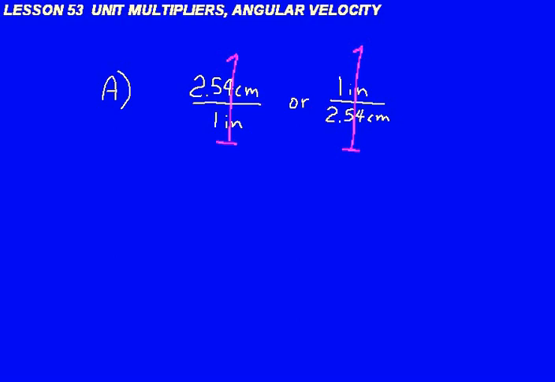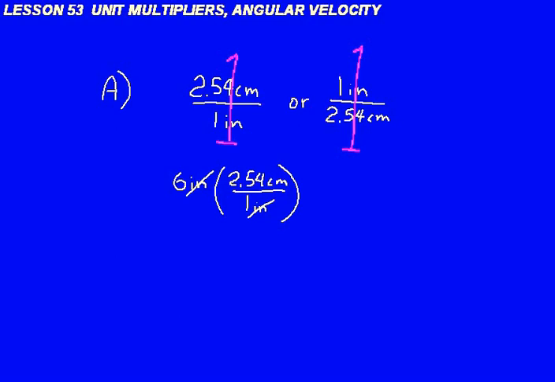That's why we could multiply if we had 6 inches and we wanted to know how much that was in centimeters. We can multiply that by 2.54 centimeters over 1 inch, and our inches units cancel there. And we just multiply 6 times 2.54 to get our centimeter value. In essence, we have multiplied 6 inches by 1. Any number times 1 equals that number, right? So we haven't changed the value at all. We've just changed the units, and so the number has to change as well.